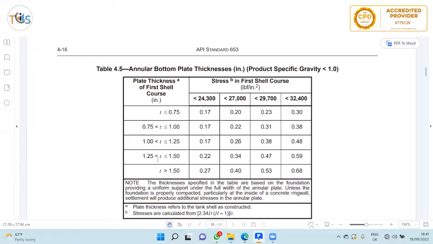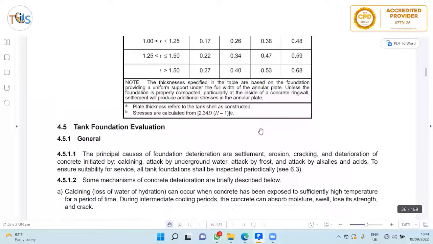Now, if you have a shell course where the thickness is between 1.25 inch and 1.5 inch, and the stress in the shell course is greater than 32,400 psi, then the minimum annular plate thickness should be 0.959 inch. So this table shows you how that works.